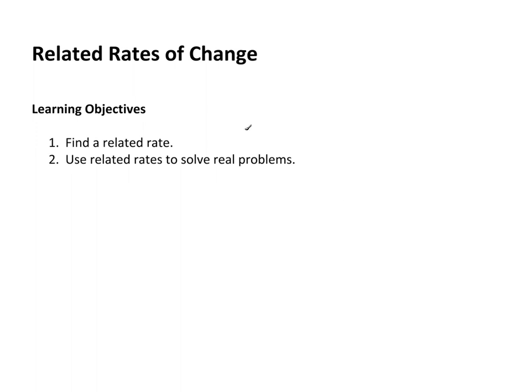Let's turn our attention now to the idea of related rates of change. We understand what it means to talk about a rate of change, but I want to talk about the idea of how one rate of change relates to another. There are two primary learning objectives that we want to work through. The first one is we want to be able to actually find a related rate of change, and then we want to be able to use these rates of change to actually solve real problems.